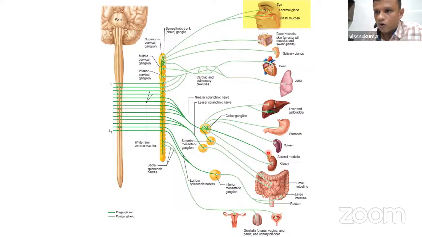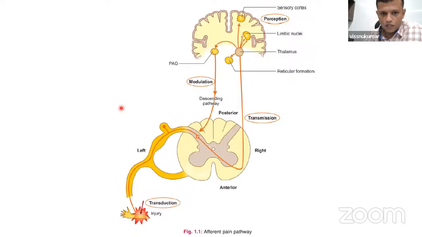Now, the afferent nociceptive fibers always travel to the celiac ganglion and they in turn merge into the splanchnic plexus, and from here they terminate in the dorsal root. And once they come to the dorsal root, from the posterior spinothalamic tract, the second order neuron goes to the thalamus, and from here the third order neuron goes to the limbic system and the somatosensory cortex.